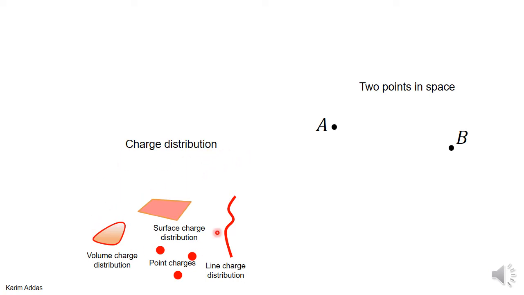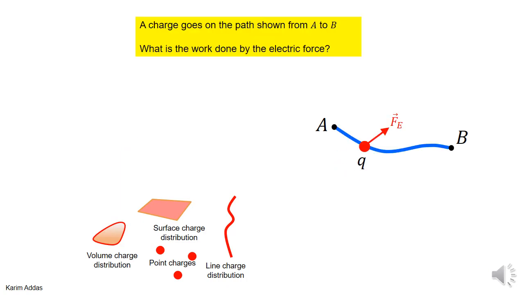So here we have a charge distribution. It could consist of a volume charge distribution, a surface, point charges, line charges, whatever you have. And then these are just 2 points in space, empty points in space. Now we know from before that there's a potential difference between these 2 points in space.